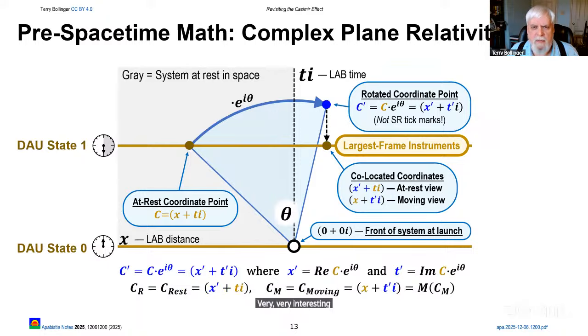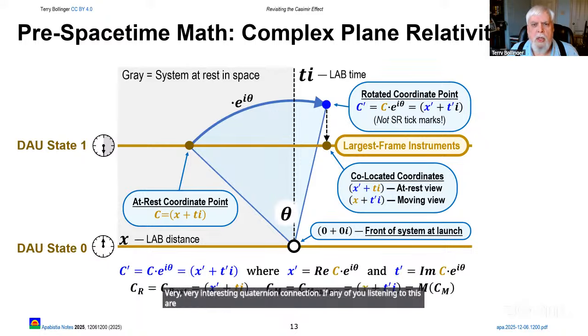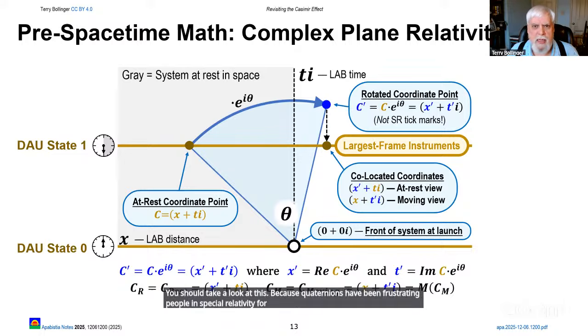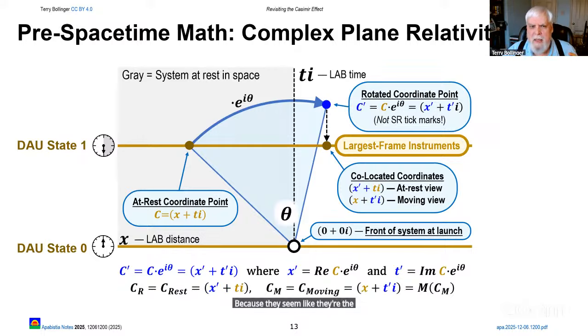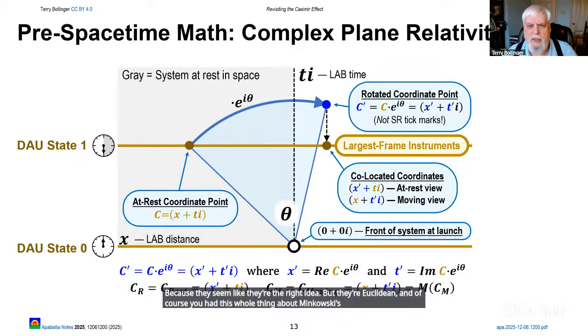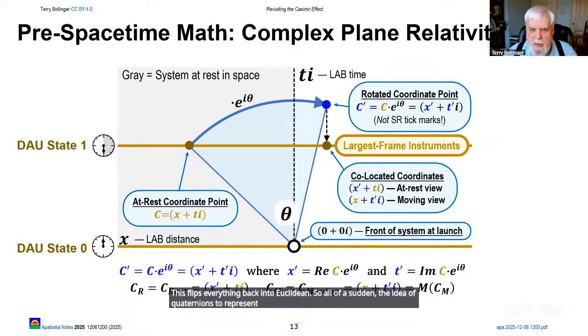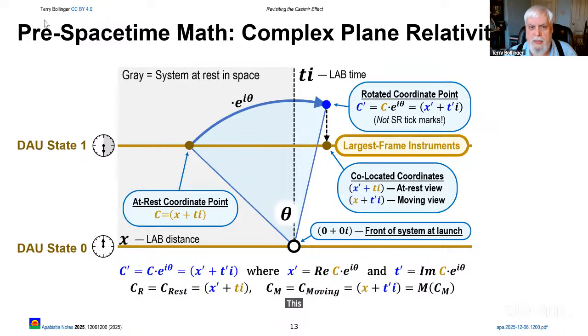One of the things I'll be experimenting with in the future is I think there's a very, very interesting quaternion connection. If any of you listening to this are quaternion fans, you should take a look at this because quaternions have been frustrating people in special relativity for, I think, almost a century, because they seem like they're the right idea, but they're Euclidean. And of course, you had this whole thing about Minkowski's signature with the mixed signature. This flips everything back into Euclidean. So all of a sudden, the idea of quaternions to represent the three directions of space, and in that case the time axis would become the real axis because you still get the same rotations.